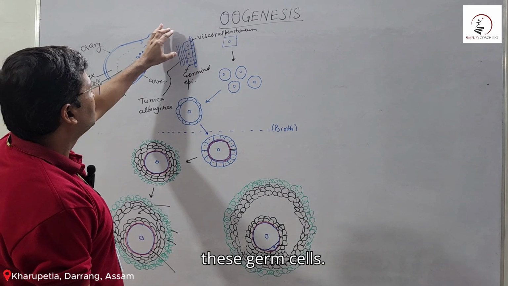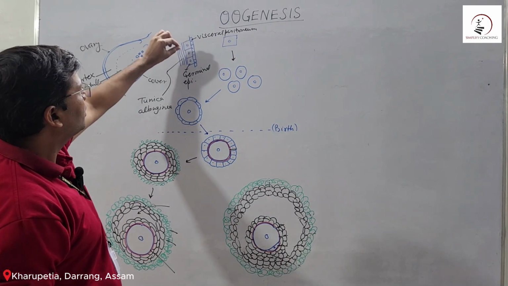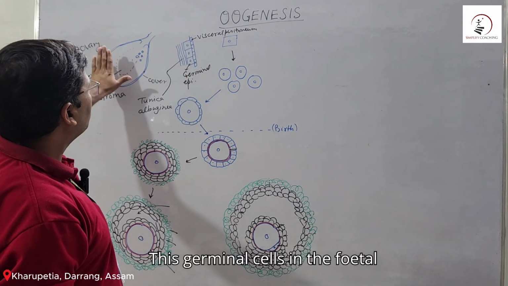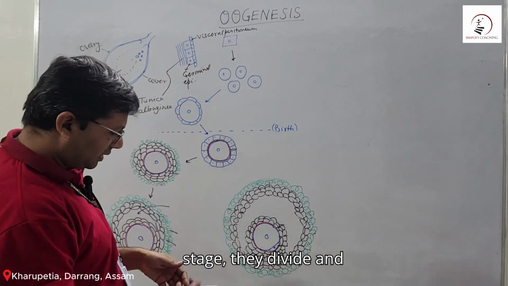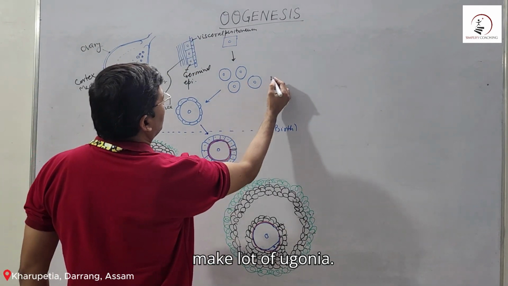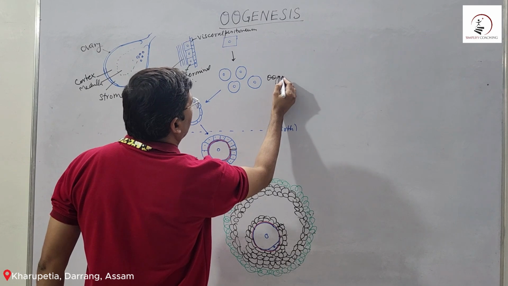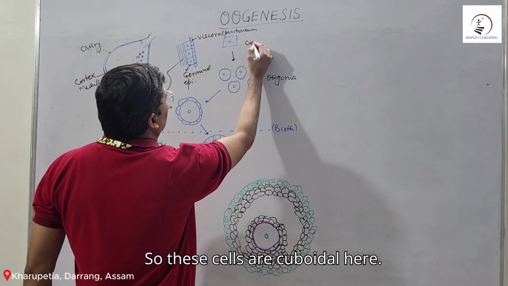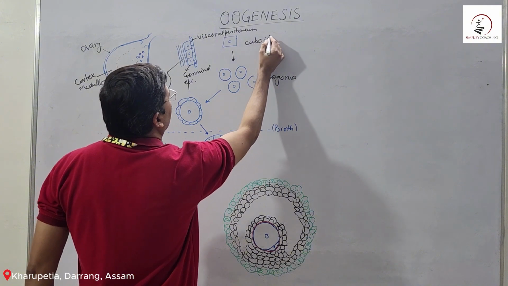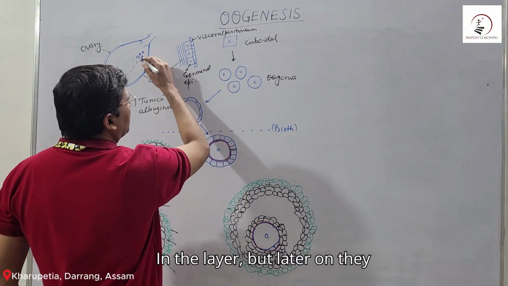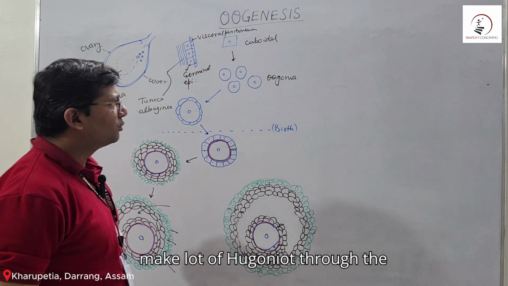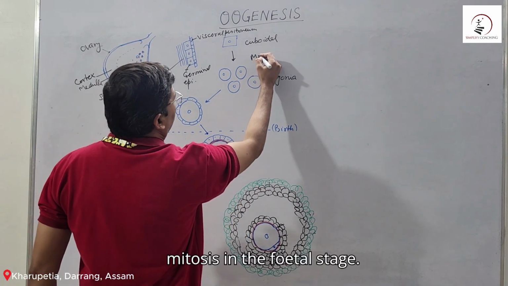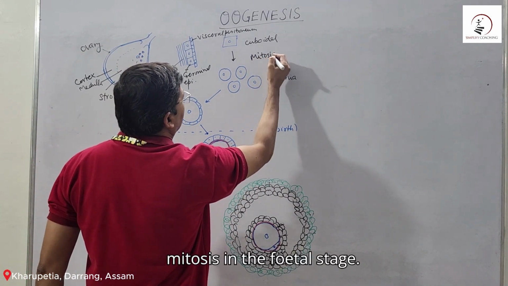These germ cells, these germinal cells in the fetal stage, divide and make a lot of oogonia. These cells are cuboidal here in the layer, but later on they make a lot of oogonia through mitosis in the fetal stage.